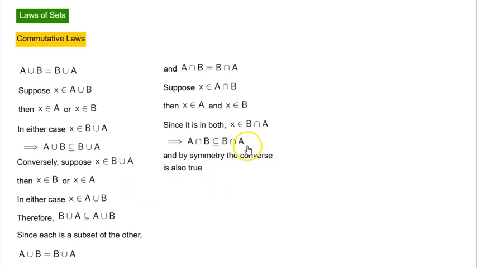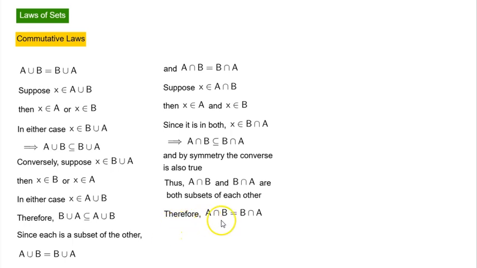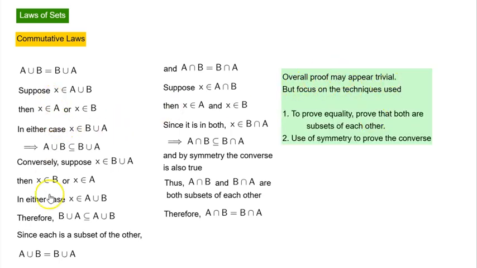That is, B intersection A is a subset of A intersection B. Thus, A intersection B and B intersection A are both subsets of each other. Therefore, A intersection B is equal to B intersection A. Now, overall proof may appear trivial, but focus on the techniques used. To prove equality, prove that both are subsets of each other. And we can use symmetry to prove the converse.